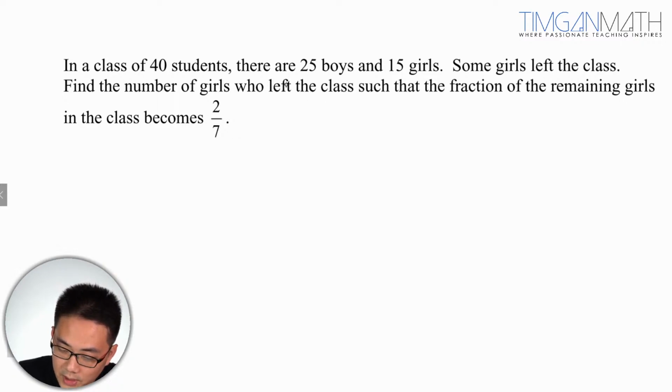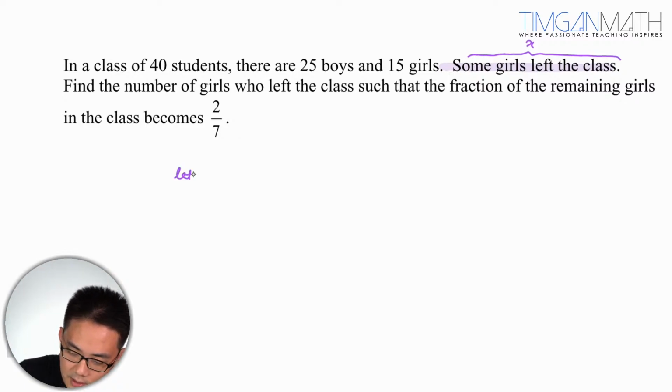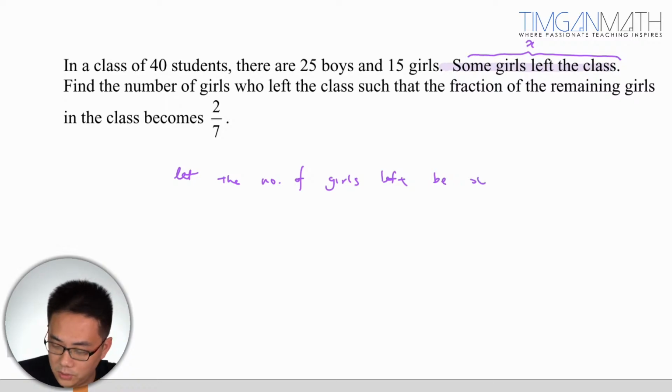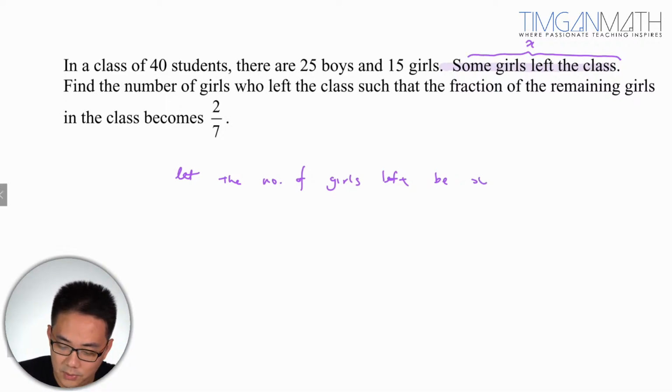Some girls left the class. This is what you need to find, so I would rather this be my x. Let the number of girls left be x. That would be the easier one, because if you were to let x be the remaining girls, it's going to be very confusing. So I'd rather it be straightforward.